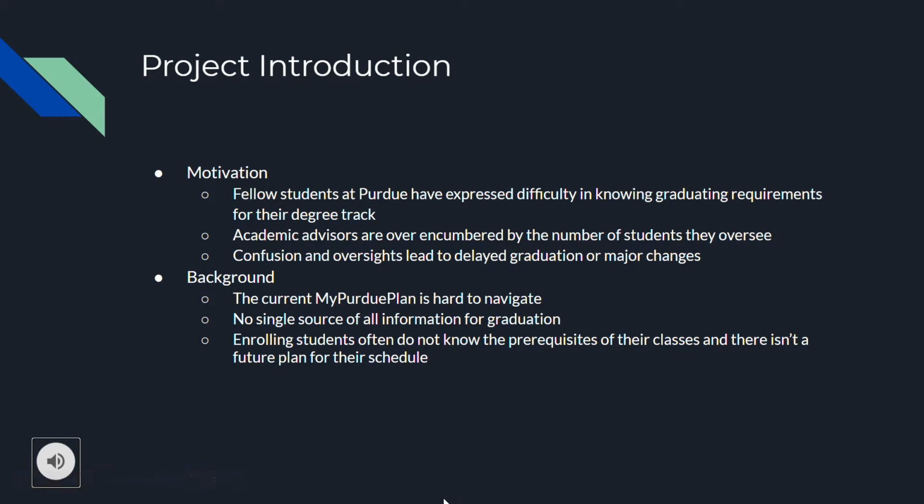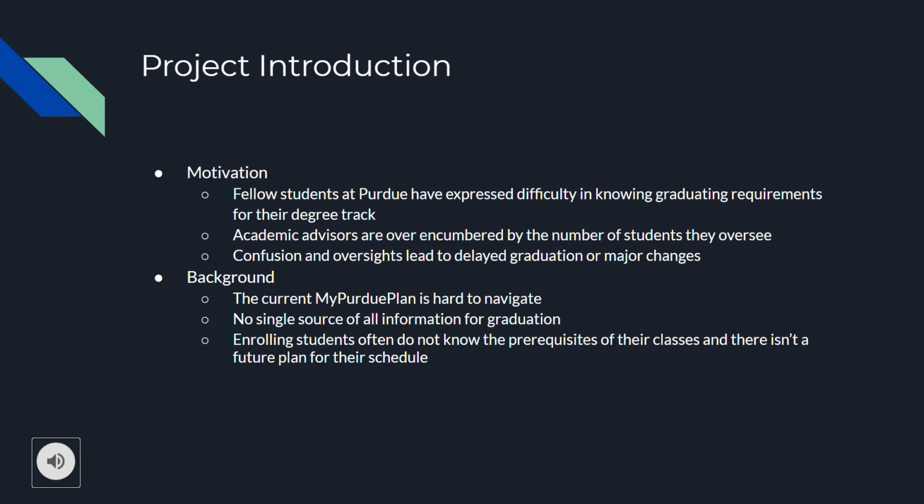The project was motivated by fellow students at Purdue who have expressed difficulty in knowing the graduating requirements for their degree track. It's also widely known that academic advisors are always overencumbered by the sheer number of students that they oversee and advise for. This tends to lead to confusion and oversight that delayed graduations for certain students.